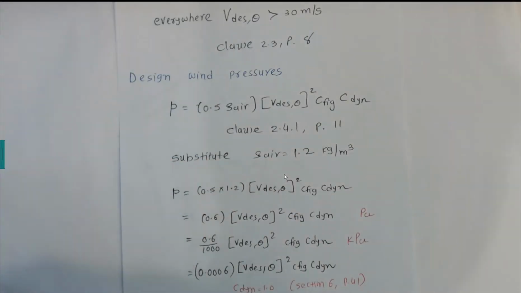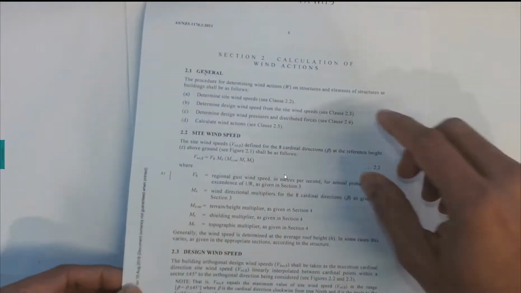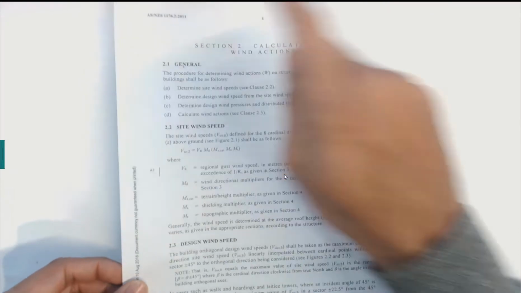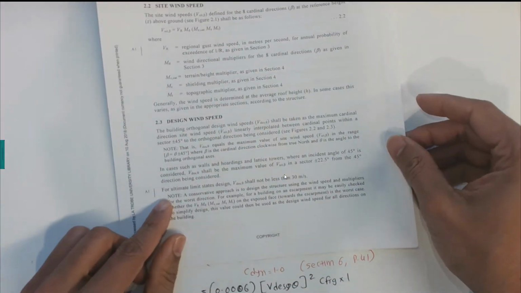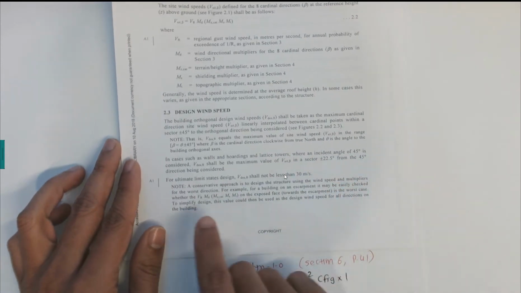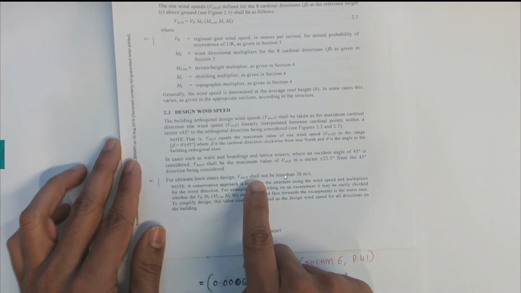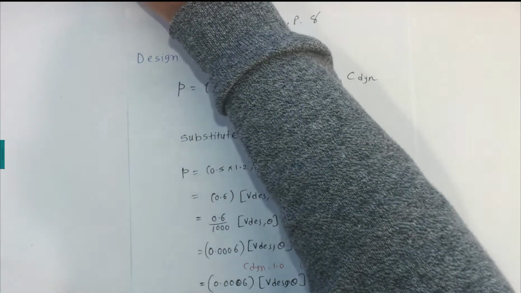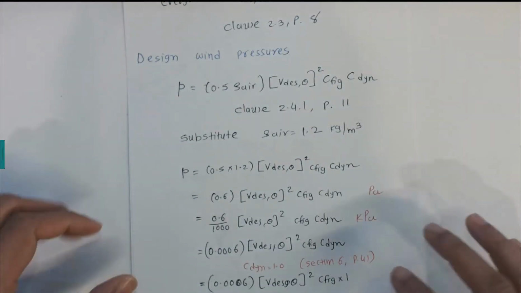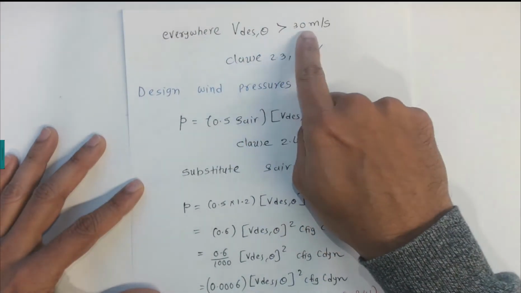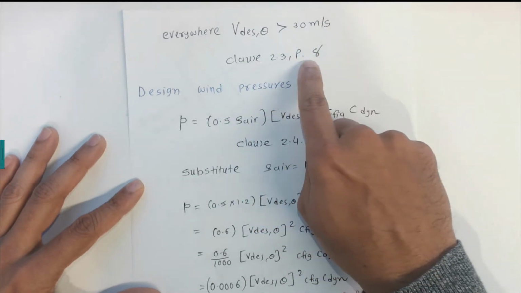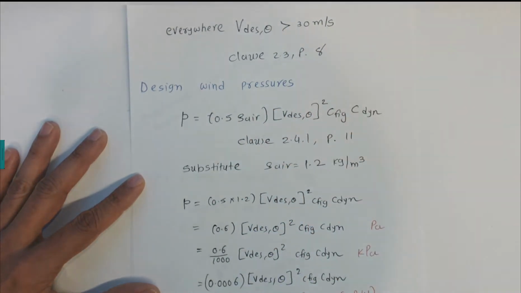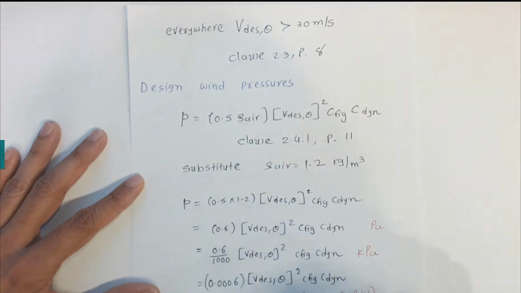This note is given in the Australian standard AS/NZS 1170.2 on page number 8. For ultimate limit state design, the design wind speed should not be less than 30 meters per second. So we check that V design speed is greater than 30 meters per second. Clause 2.3 on page number 8 has one sentence saying we should check whether the design speed is greater than 30. If it is less, then we just take 30 meters per second.